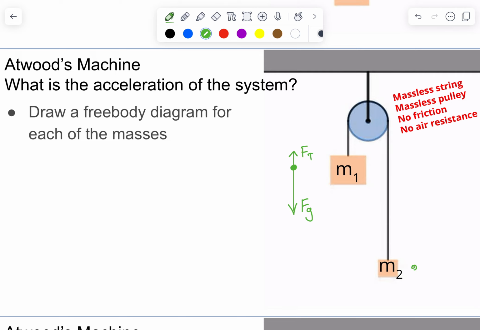Now for M2, because it's on the same rope, we're going to say that it has the same force of tension, so I have to draw that about the same as much as possible. Force of tension here. I'm going to say this is Fg on mass 1, and then I have this one, which is going to be Fg on mass 2. Now I set up these free body diagrams with my vectors so that I can analyze the system and see what's going on, and then from that I can figure out the acceleration.